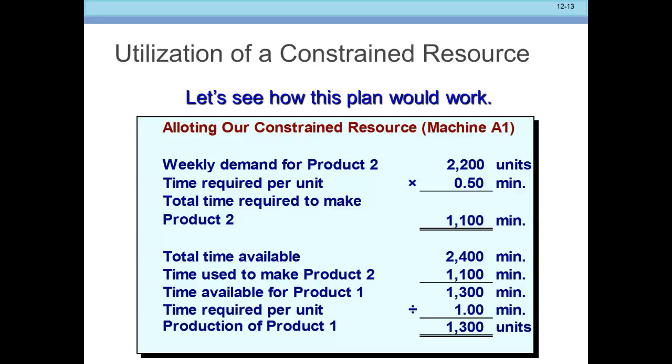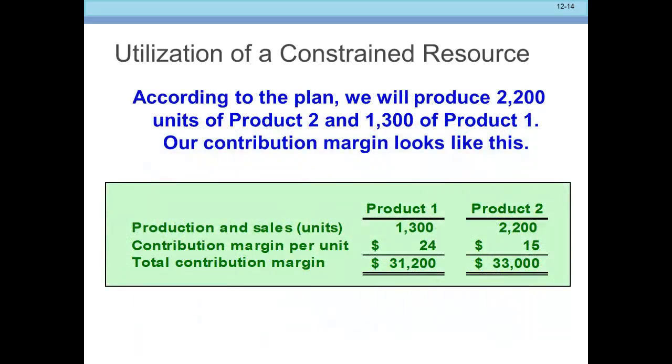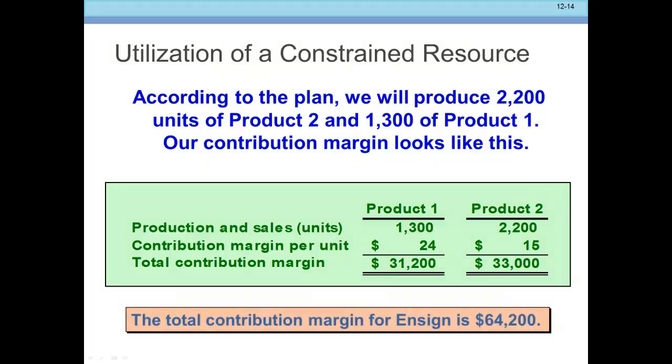Since each unit of product 1 requires 1 minute of A1 machine time, Ensign could produce 1,300 units of product 1 with its remaining capacity. So to maximize profits, we should make 2,200 units of product 2 and 1,300 units of product 1. Multiply our contribution margins and add them together to give us a total maximum contribution margin of $64,200 with this constrained resource.